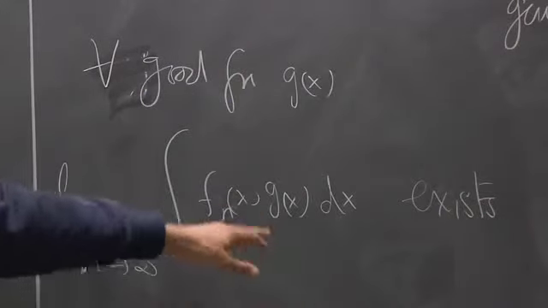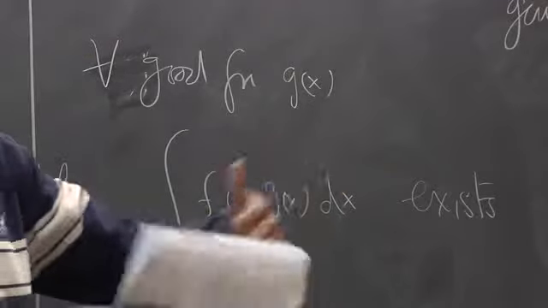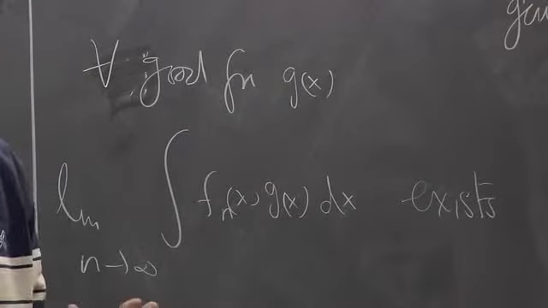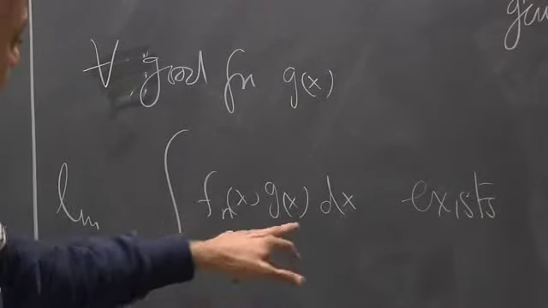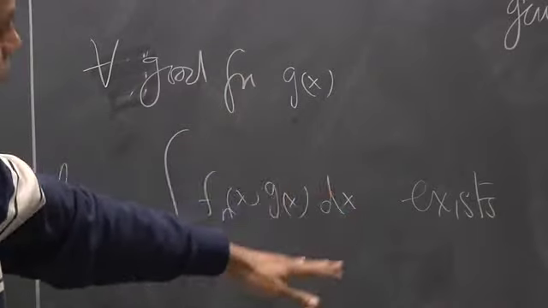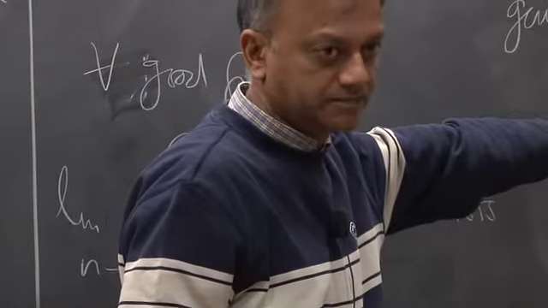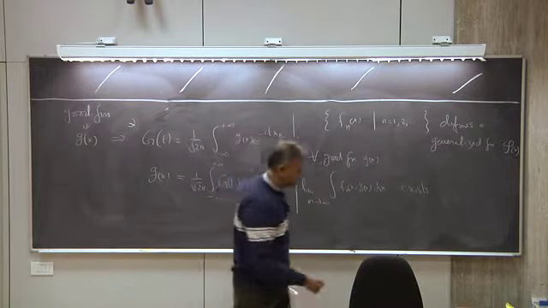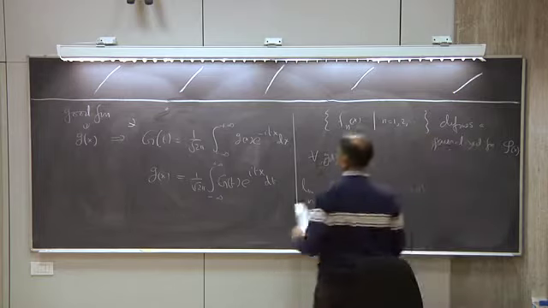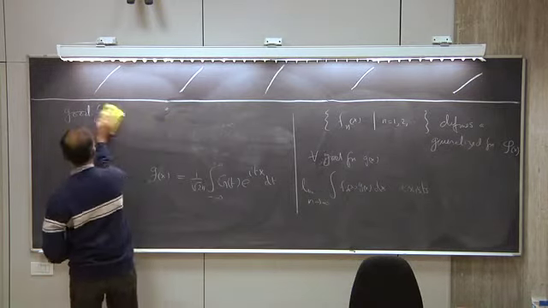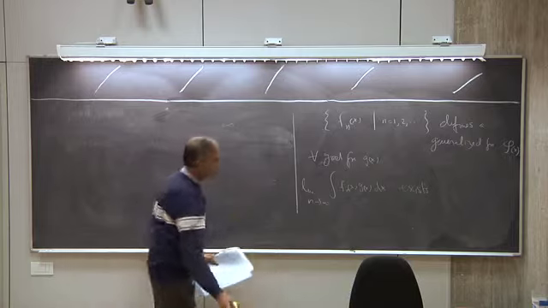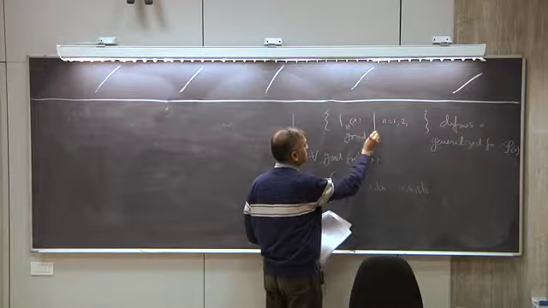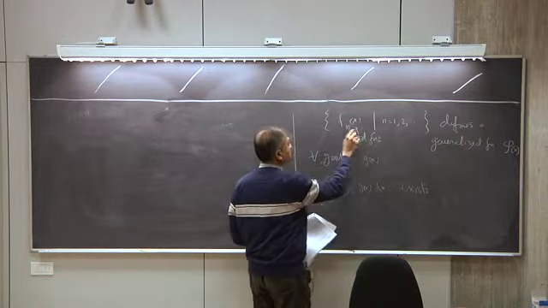This is quite an important condition, because if you just take any arbitrary sequence, the limit may not exist. So you are only considering those sequences where the limit of this integral exists for all good functions g(x). Then you say that this sequence defines a generalized function. This was just to remind you of the definition. Now, take these functions. These are all good functions, for each n.